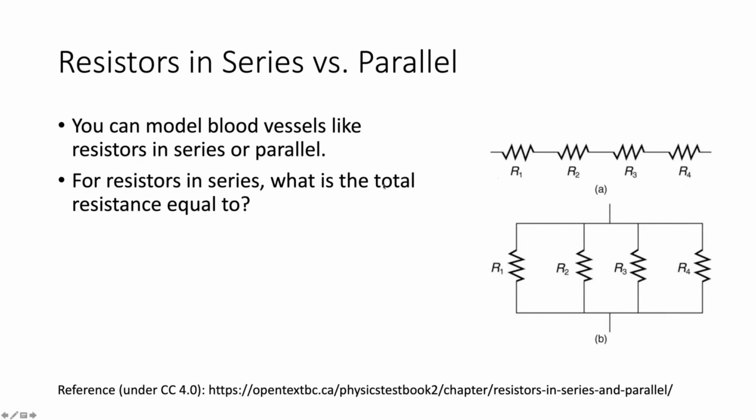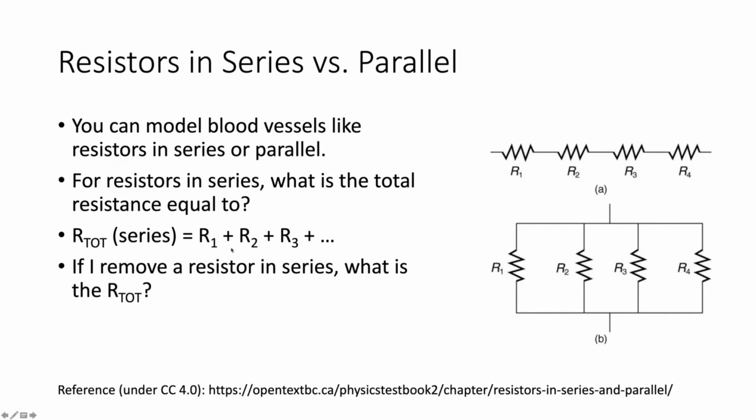Danielle, can you tell us what the total resistance is equal to for resistors in series? Resistors in series would be R1 plus R2 plus R3 plus R4 equals R total. Perfect. Deb, if I removed a resistor in series, what would the total resistance be? Subtract the resistance of that resistor. Yeah, perfect. Remove one of the resistors in series, total resistance goes down.